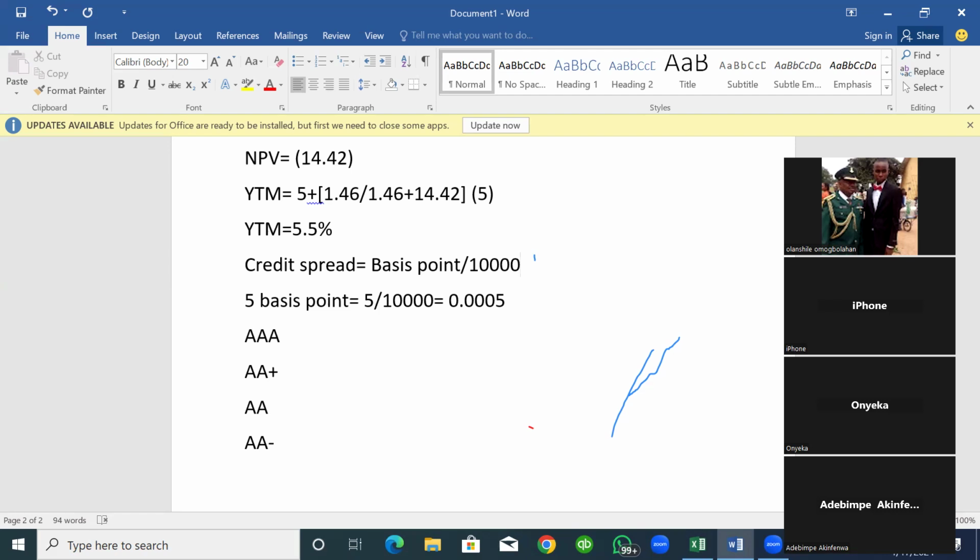Whenever you see basis point divided by 10,000, then anything you get, go and add it to your risk free, your normal yield, that yield that they used to give us. In the question earlier, we had 4 different rates of return. This particular 0.05, add it up to it. Anywhere you see basis points, you take it like this and add it to it.